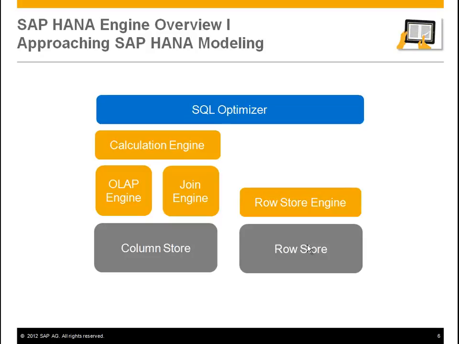So the calculation engine is used on top of the OLAP engine and or join engine for complex calculations which cannot be done by either the join engine or the OLAP engine. The SQL optimizer, which you can see on top, decides the best way to call the engines depending on the involved models and queries. There's also a row store engine, so if you're using row store tables in your queries, the row store engine is used.